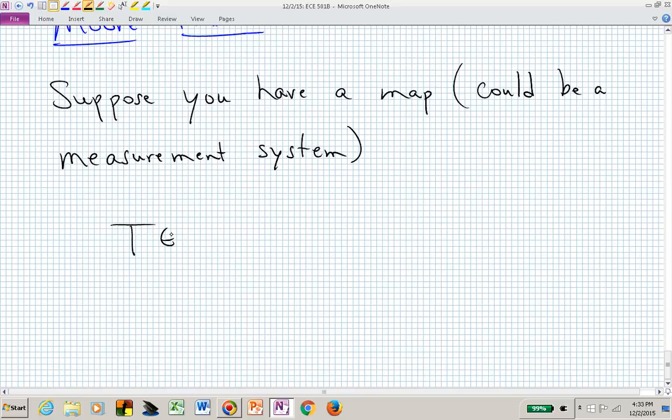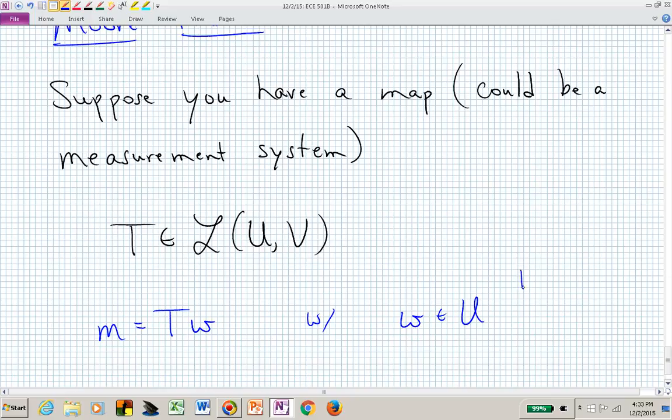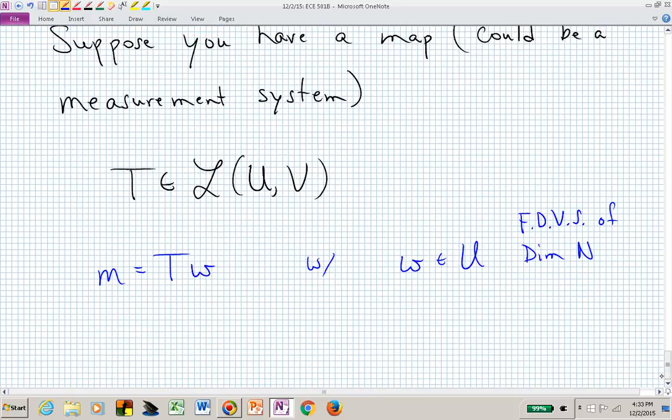Meaning you might know that you have a map between some input vector and an output vector, where the input vector is coming from a vector space U, and the output vector is coming from an output vector space capital V. Meaning now maybe we have M equaling the output of T that's mapping W through it, where W is coming from a finite dimensional vector space, let's say of dimension capital N, and the measurement or the output M is an element in our output vector space capital V, and let's just assume that that one is of dimension M. So we can make capital N and capital M different if we want.